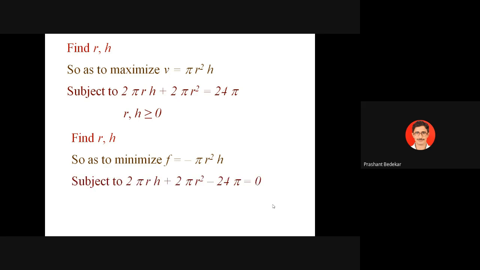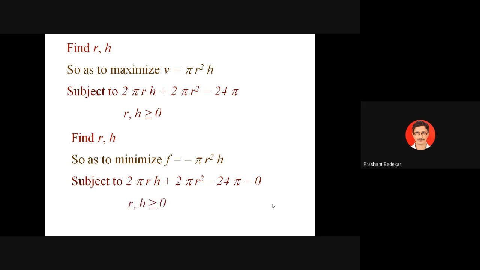And see what I did. Because the constraint is a nonlinear constraint, just see what I did. It is an equality constraint. I transferred the quantity on the right hand side to the left hand side, and I have written the constraint as 2 pi r h plus 2 pi r square minus 24 pi is equal to 0. So this is the preliminary thing before applying fmincon.